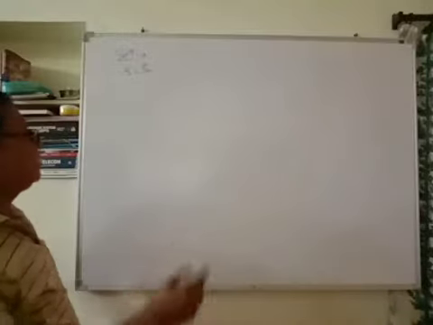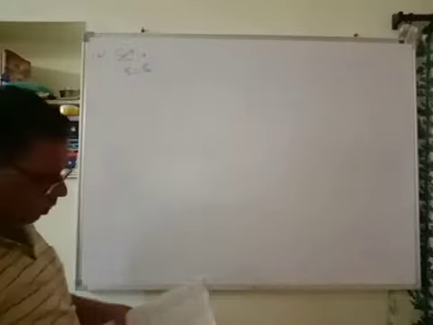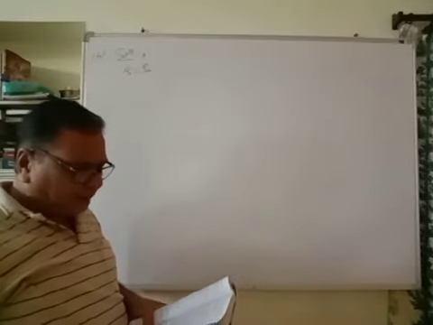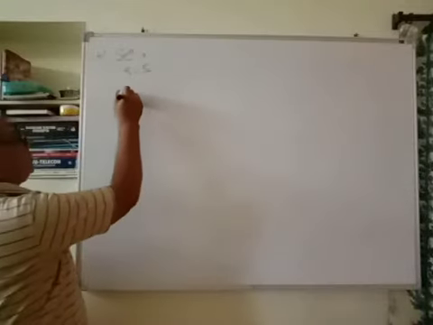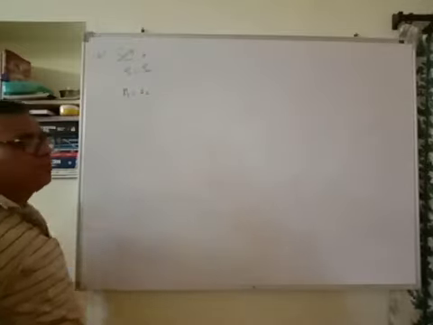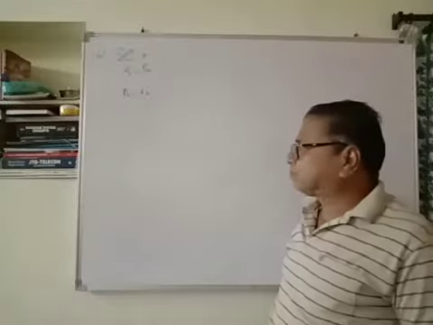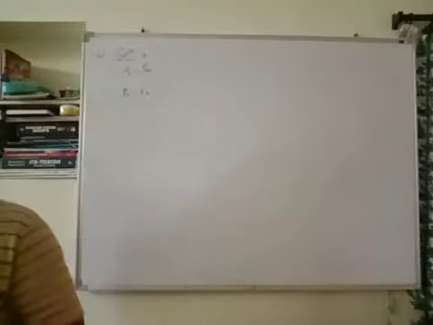The problem number is 14. Two wires of the same material and same cross section. Same cross section means A1 is equal to A2. Two wires of the same material means densities are the same.